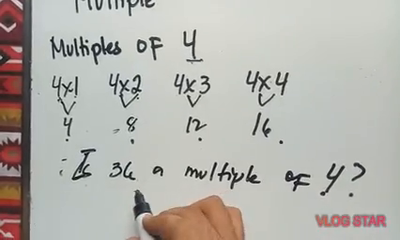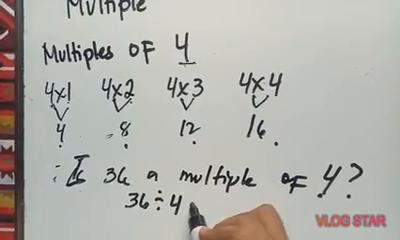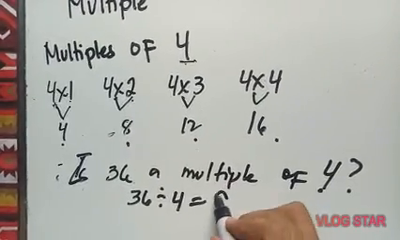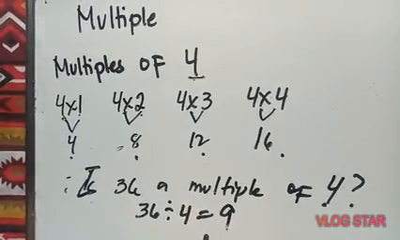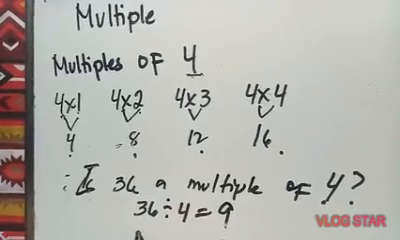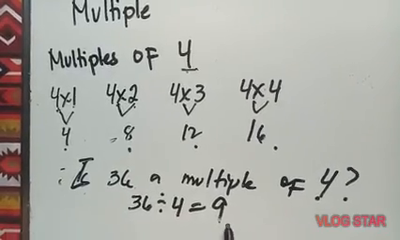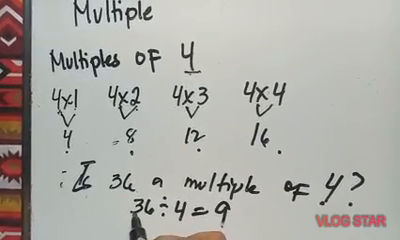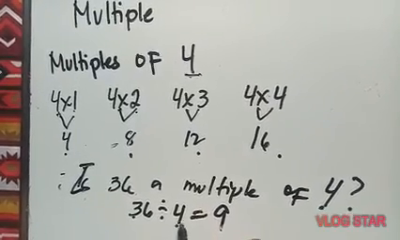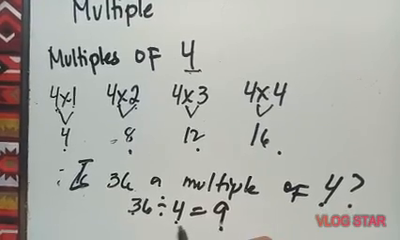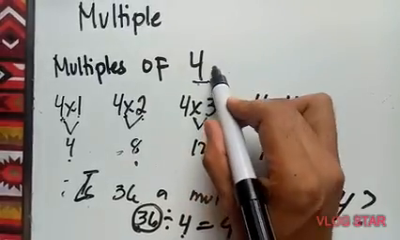So, simply divide 36 divided by 4. The answer is 9. If this is an exact divisor of that number and there is no remainder, we can say that 36 is a multiple of 4. So since there is no remainder, we can say that 36 is a multiple of 4.